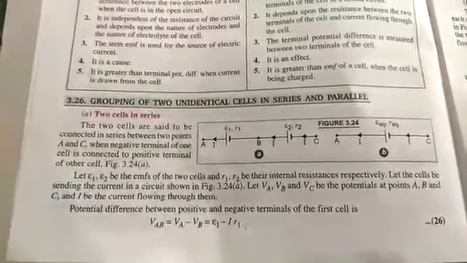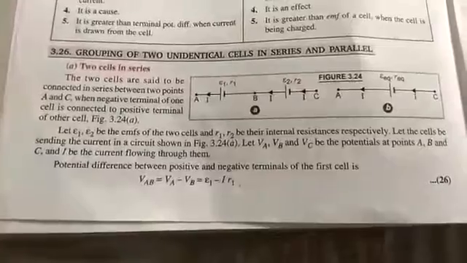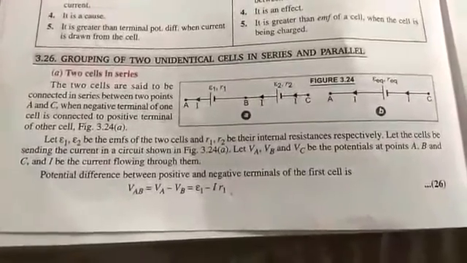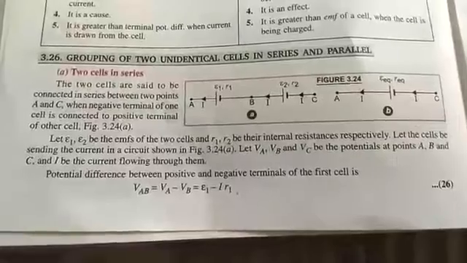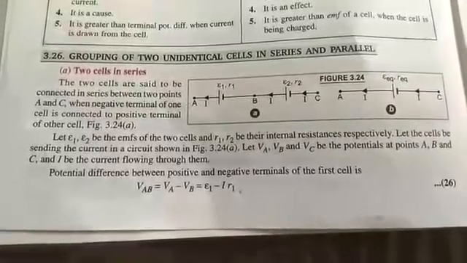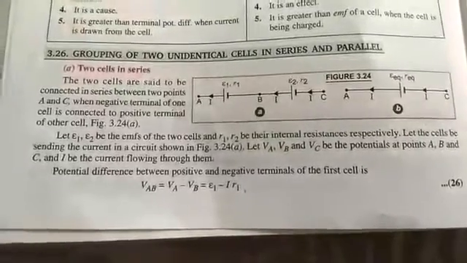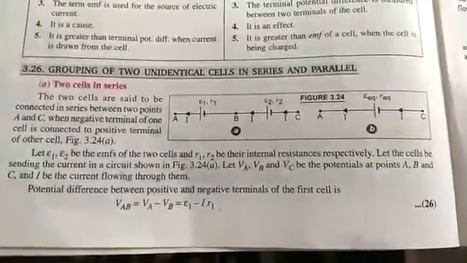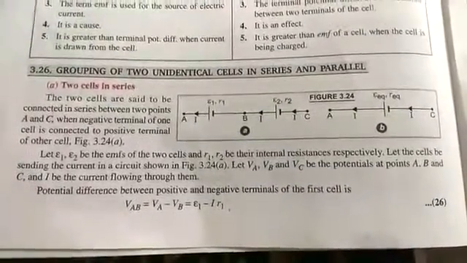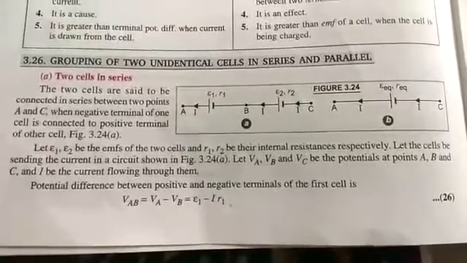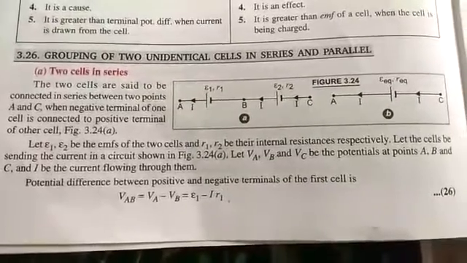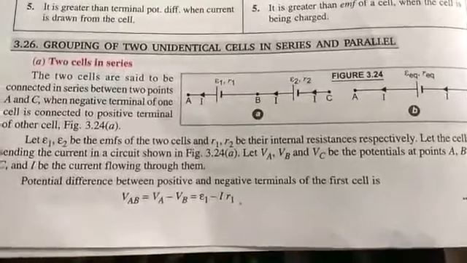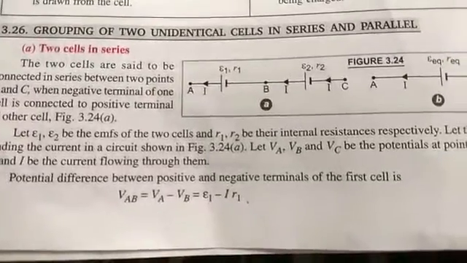In the previous video, I told you about the grouping of cells, where the cells are identical, meaning they have the same EMF and the same internal resistance. But if the cells are unidentical, meaning their EMF and internal resistances are different. Here we have considered two cells of EMF E1 and E2 and internal resistances R1 and R2. They are connected in series.